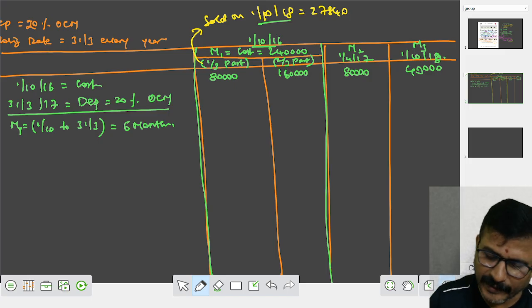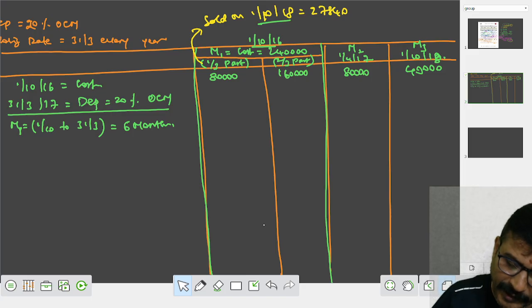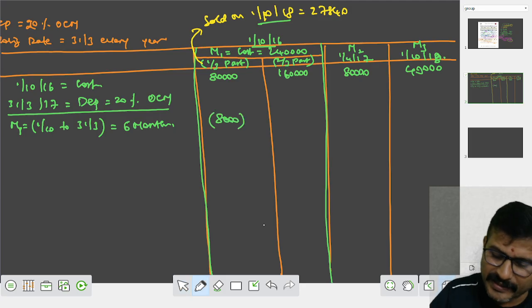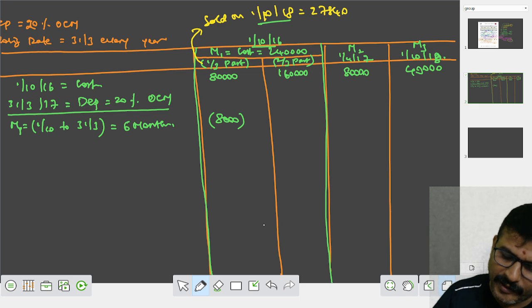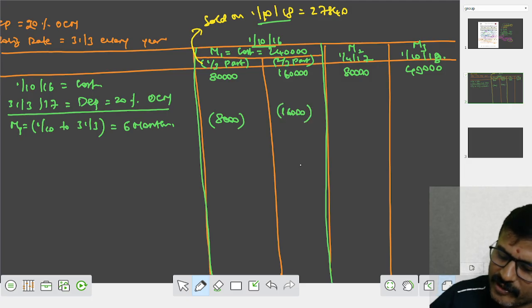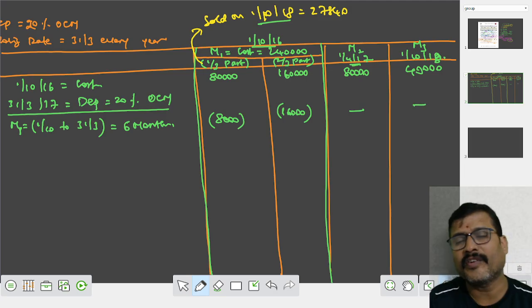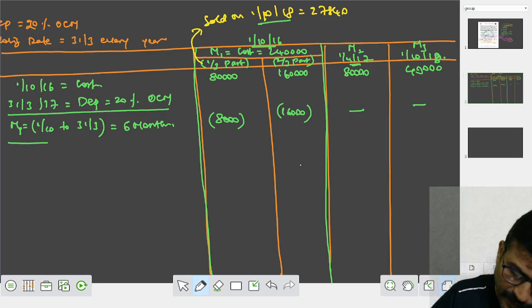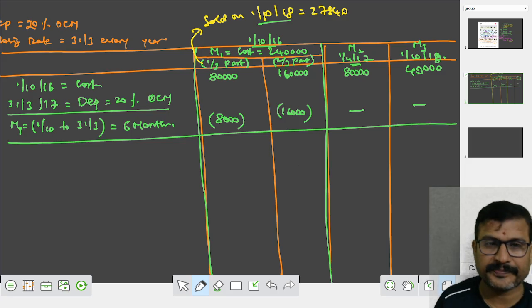Use the calculator. 80,000 into 20% into 6 by 12. It comes to rupees 8,000. 1,60,000 into 20% into 6 by 12. That comes to 16,000. Do not go for calculating any depreciation on M2 because it is purchased on April 17, and nothing for M3. Now you close it off.